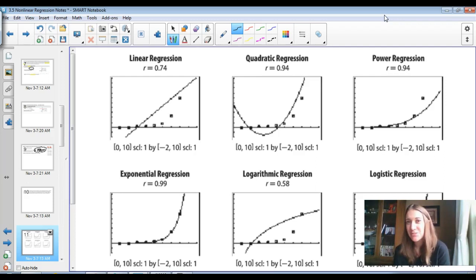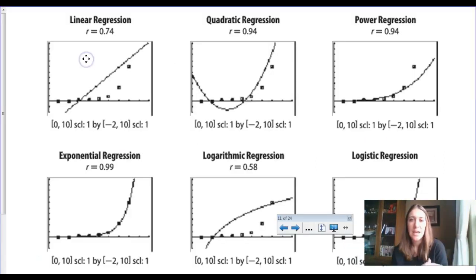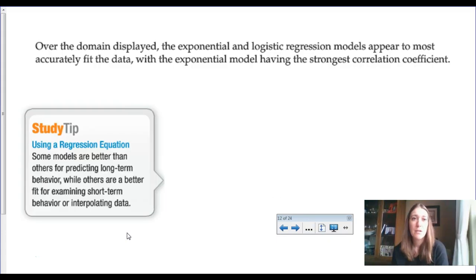So this next screen shows you a bunch of ideas. We have seen linear regression, quadratic regression, power regression, exponential regression, and logarithmic regression. I like this screen because it has the same scatter plot with all the different regressions going along with it, and it's pretty easy to see which ones look the best. In this domain, obviously it's not linear or quadratic, power doesn't really fit nicely either, not logarithmic. But logistic and exponential regression look real nice for that scatter plot, so we'd have to determine which one we like the best. Over the domain that is displayed, exponential and logistic were the most accurate.